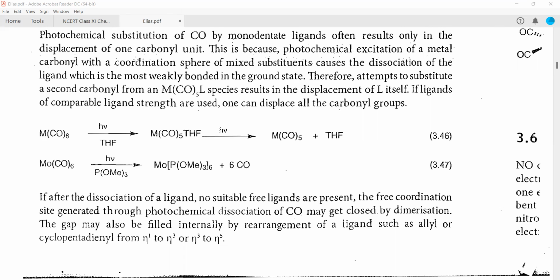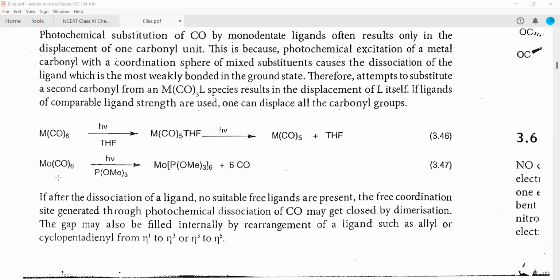So this is an example. Here you are shining light, you have used THF, then one THF is there. Again you are shining light, then what is happening? You are removing this THF. You are not removing another carbonyl. No, you are not doing that. That is not happening.